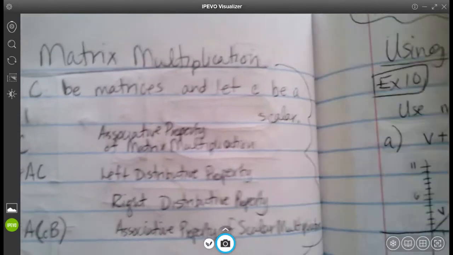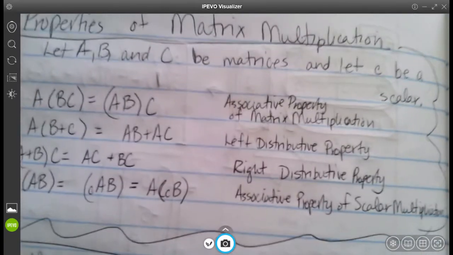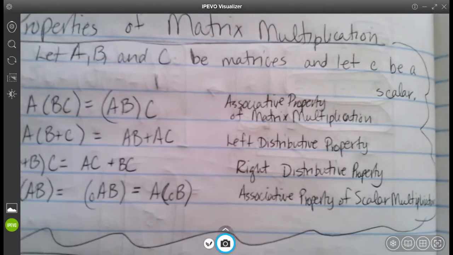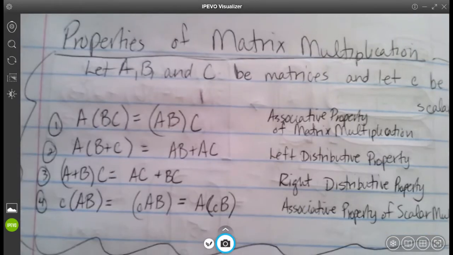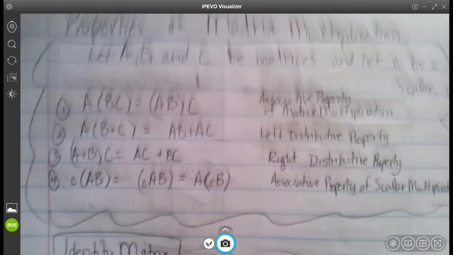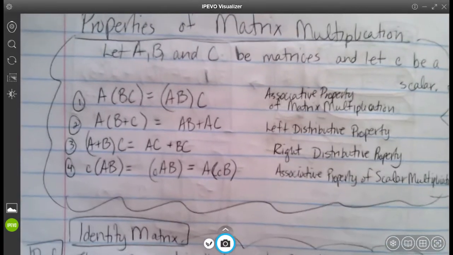Next one. We're almost done. Almost done, guys. Hang in there. So this next page is a lot of copying, unfortunately. Here we have some more, once this thing stops moving around. We have some more properties, just like we had with the addition of matrix multiplication. Okay, and basically it's something similar.